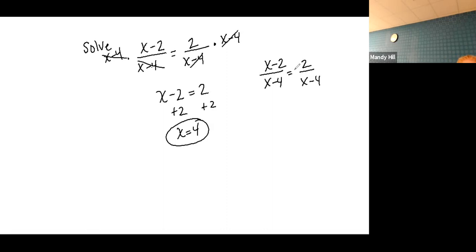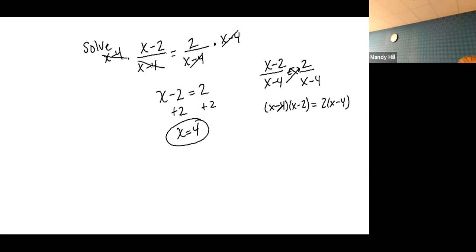Because you got to start somewhere, and you're like, well, this is one method that I have, right? I said, well, I could cross multiply and say x minus 4 times x minus 2 is equal to 2 times x minus 4. Well, when I thought about that, I could still work this problem. I'm still going to come up with the same answer. It's just going to take me a lot longer than doing it this way.